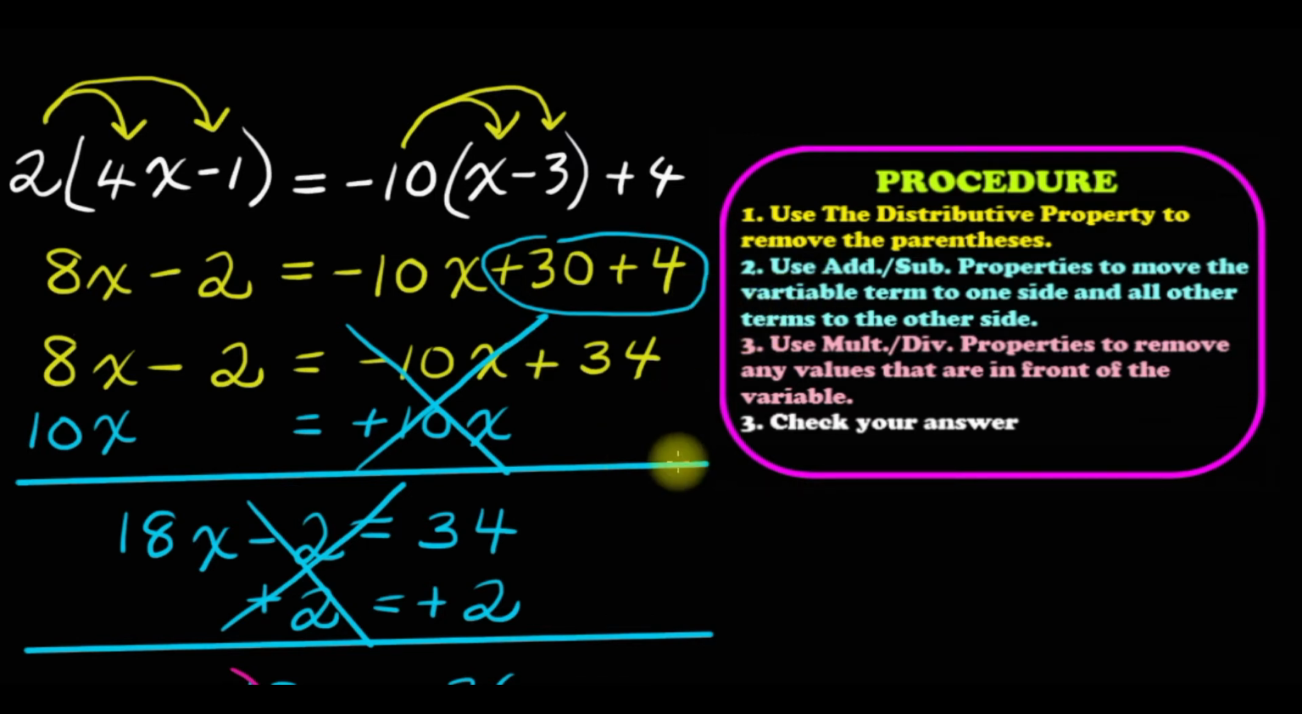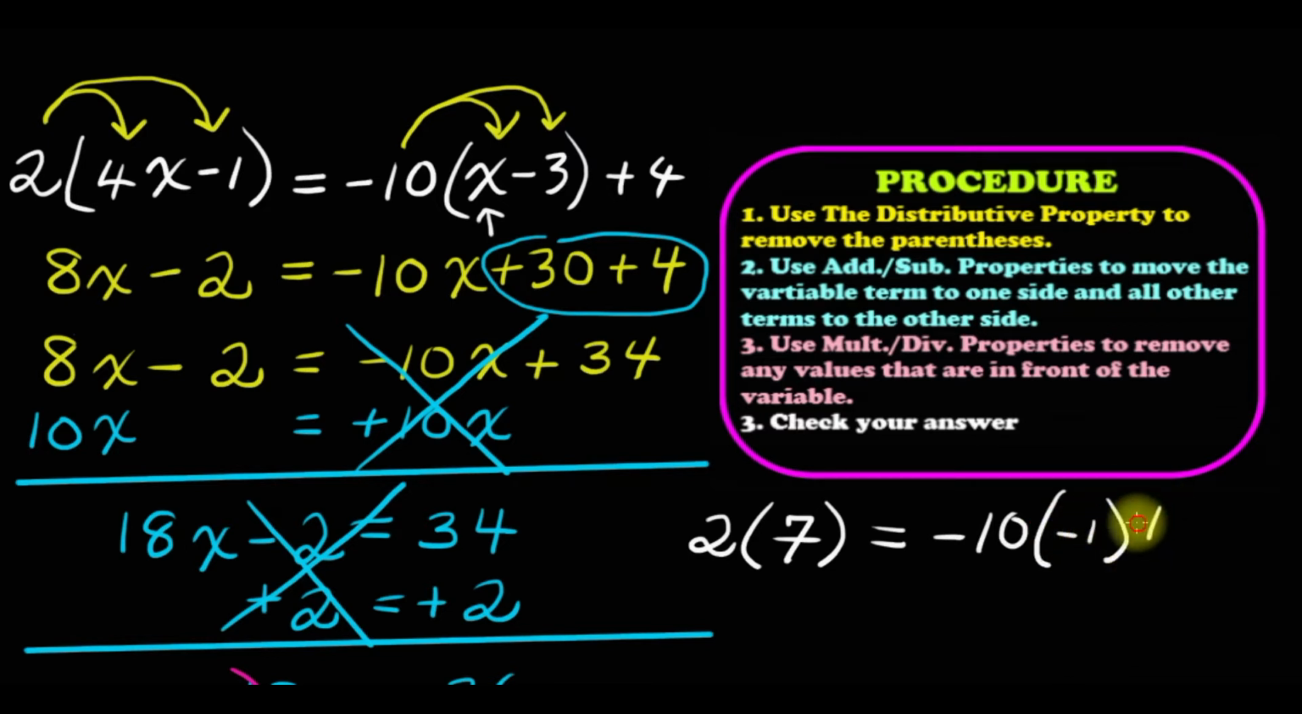Plug 2 back into the original equation. So here we have 2 times, here we're going to have 4 times 2 is 8. 8 minus 1 is 7. So this whole thing is 7. So 2 times 7. Okay, and then the other side you have negative 10. And then we're going to plug 2 in here. 2 take away 3 is negative 1. So here we have negative 1. And then bring down the plus 4.